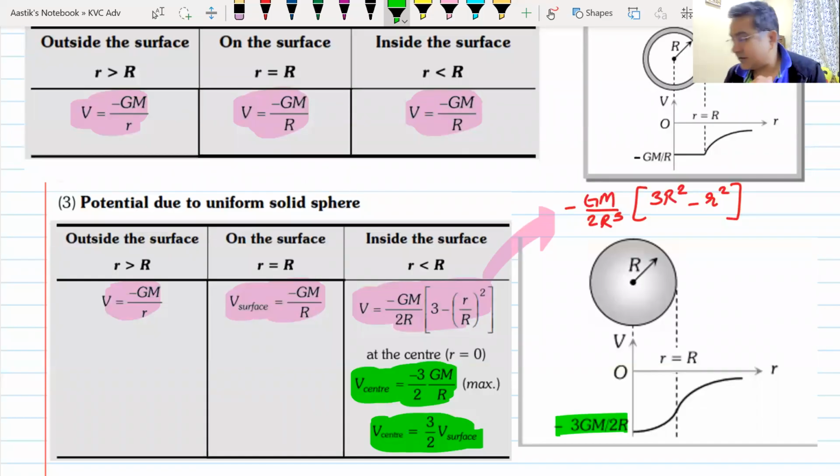So what we have done up till now is to understand the gravitational potential due to different types of objects. Now, I can obviously make a question on this, so that you are able to understand what type of questions are going to come. Let me just make one or two questions on it.